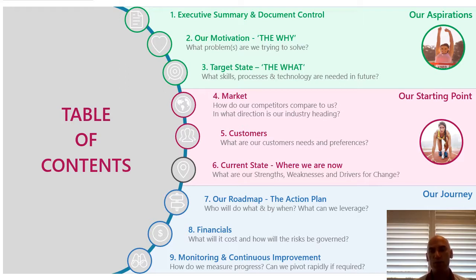Are they sufficient? Is there a gap? And then thirdly, what does the journey look like? Which is really how are you going to bridge the gap between your starting point and your aspiration or target state? And that journey essentially needs to take the form of an action plan, which includes the financials, the costings, and the tasks that are required along the journey.